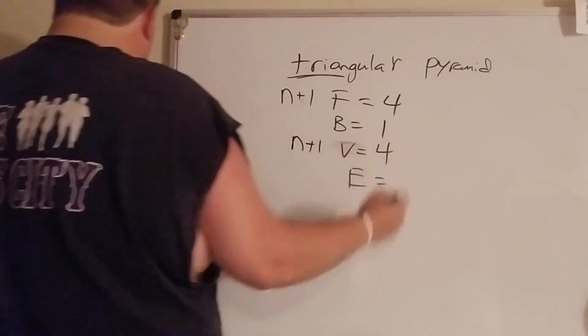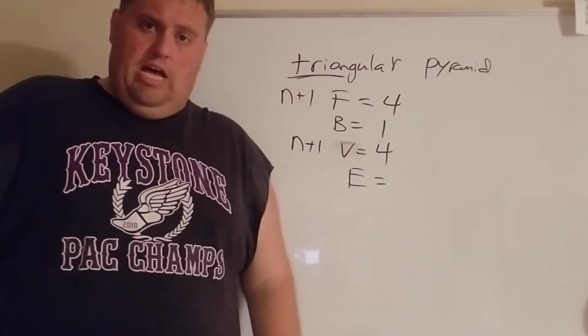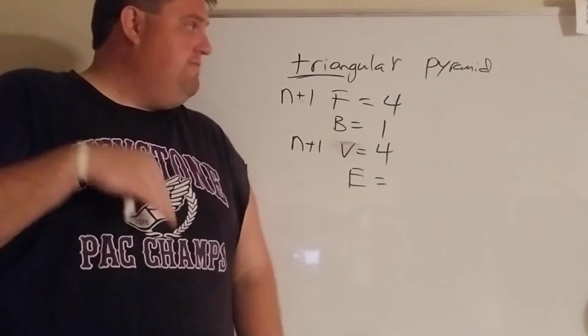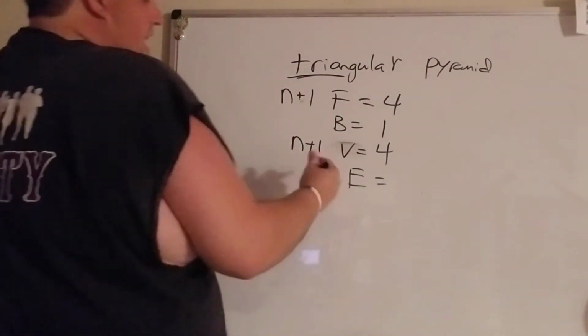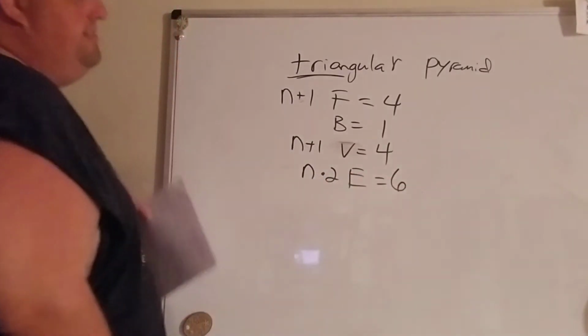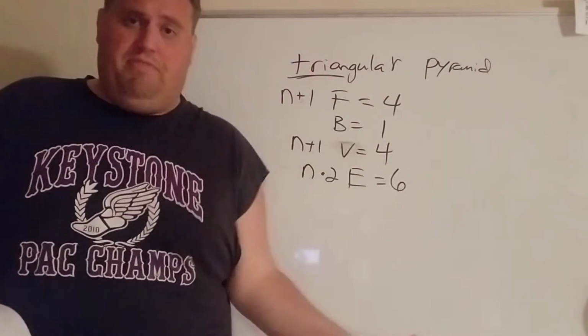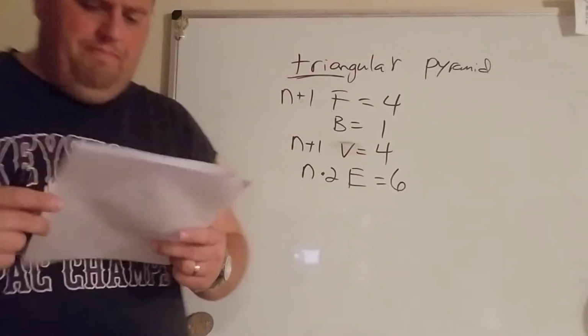You might remember that one of the definitions of a pyramid is they have the same number of faces as vertices. So that's kind of cool. And then edges is n times 2. And that's going to give you 6. So those rules should be in your notes from before. But if not, I just covered all of them.